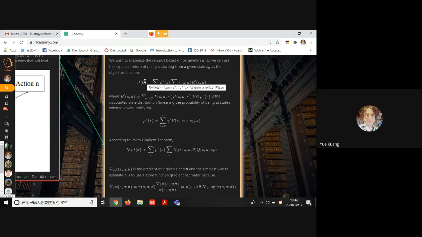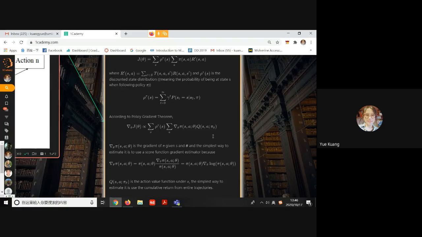Okay, so here is the function that we want to maximize. According to the policy gradient theorem, I will not introduce this theorem today, but later, if you're interested, you can do more research in this direction. According to the policy gradient theorem, the gradient of the objective function is proportional to the right-hand side. The former part is still the same as the equation we already have. And here is a sum over all the actions A of the product of these two terms.